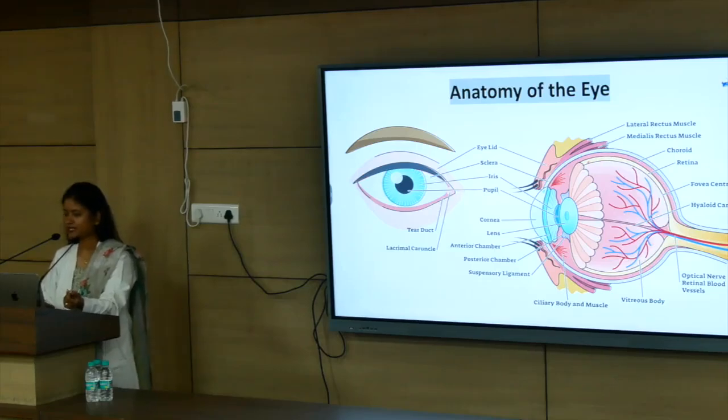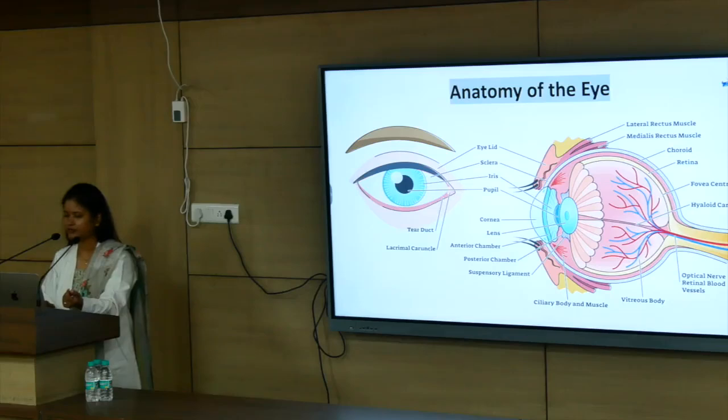The eyeball sits in a bony socket called the orbit. It consists of three coats. The outermost is the fibrous coat, which comprises the anterior 1/6 transparent structure known as the cornea and the posterior 5/6 opaque white structure known as the sclera. The middle is the vascular coat known as the uvea.